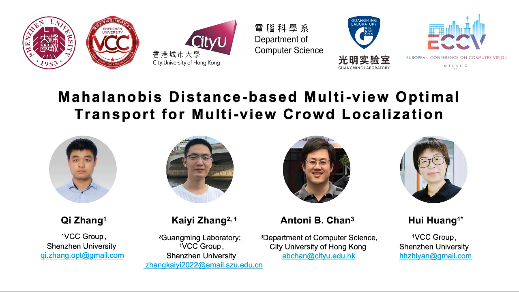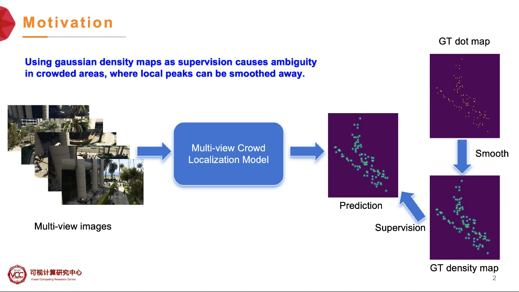Hi everyone, we are very excited to share our research, Mahalanobis distance-based multi-view optimal transport for multi-view crowd localization at ECCV 2024. Multi-view crowd localization has been proposed to predict the people's locations on the ground of the scene. Current methods mainly rely on fixed-size Gaussian kernel density maps as supervision to train models. However, these methods' localization performance is limited by the ambiguity of the density maps in crowded areas, where there may not be clear density peaks over each person for localization.